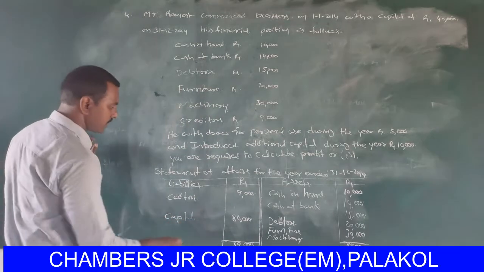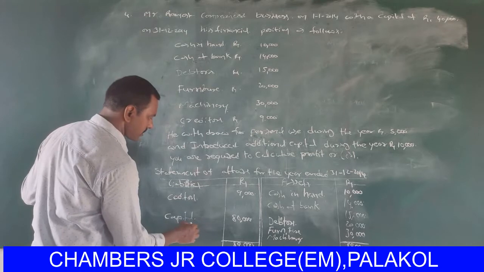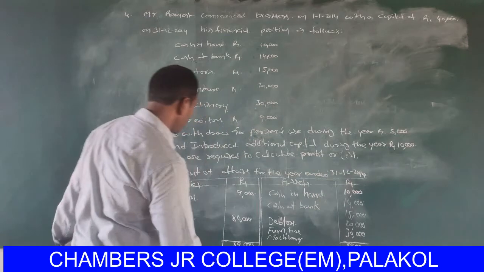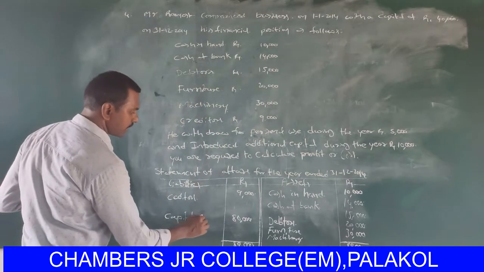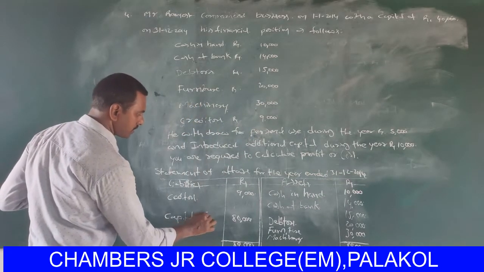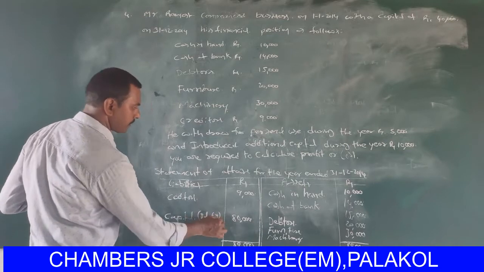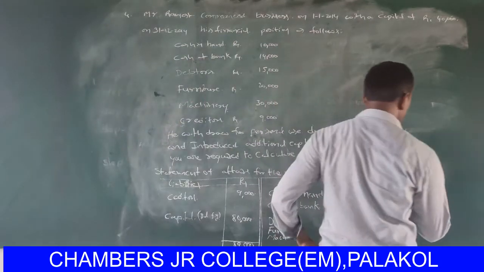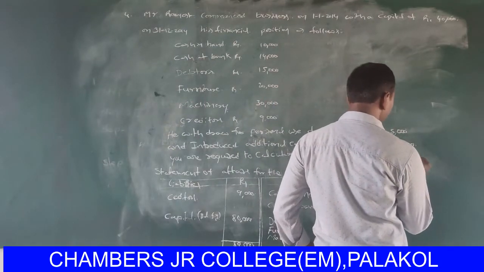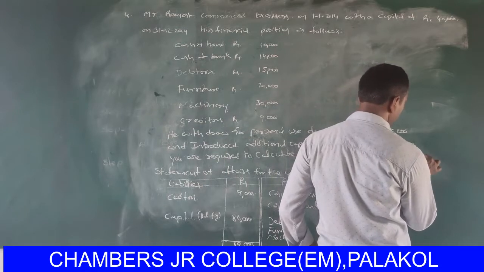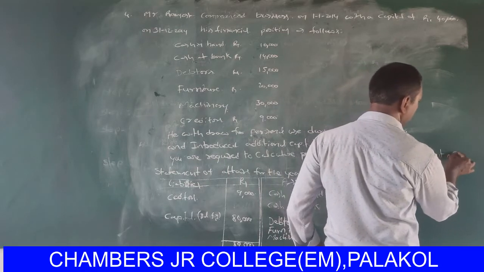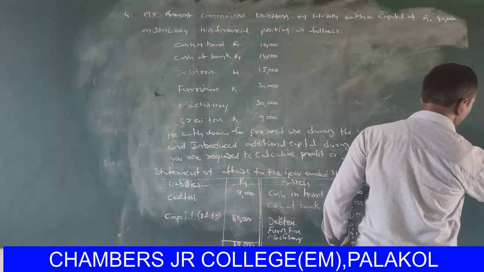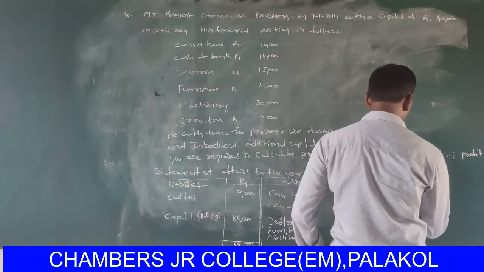Capital, or balancing figure, at the end of the year. Statement of affairs at the end of the year 31st 12 2014. Now here we have calculated the closing capital, the balancing figure. Now let us prepare the statement of profit or loss.